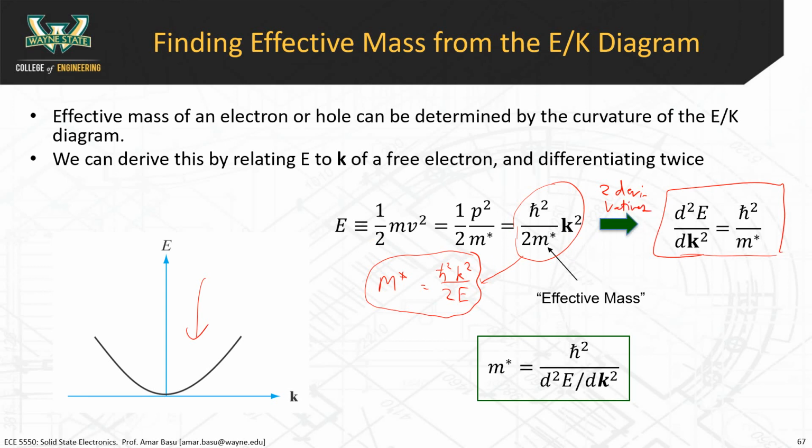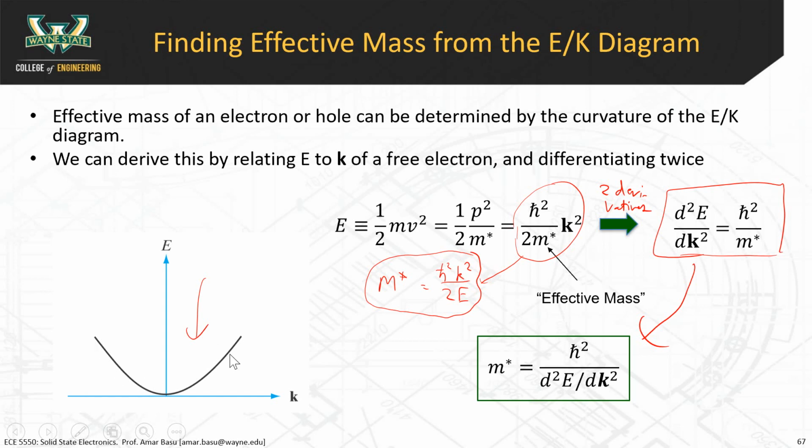And you get d squared E over dk squared is equal to h squared over 2m. And you solve that for m, and you get h squared over d squared E over dk squared. So it's Planck's constant in the numerator, and then this term in the denominator. This is the second derivative of the E versus k function. So what that means is the concavity of a function.